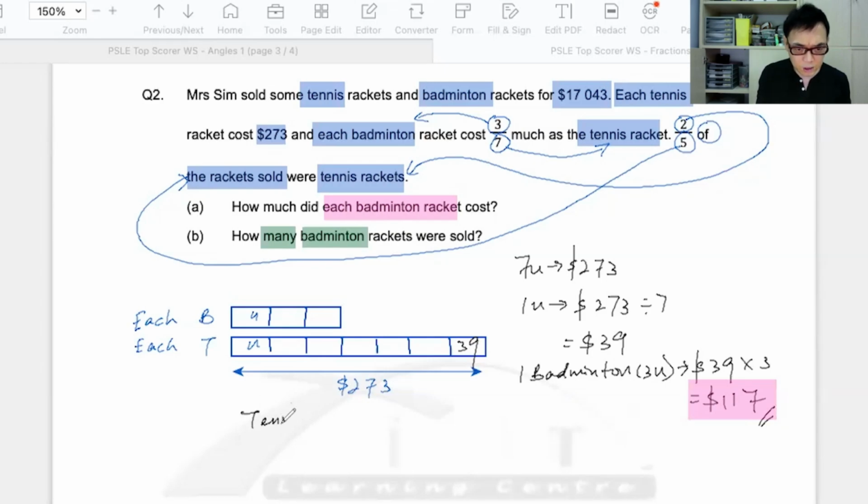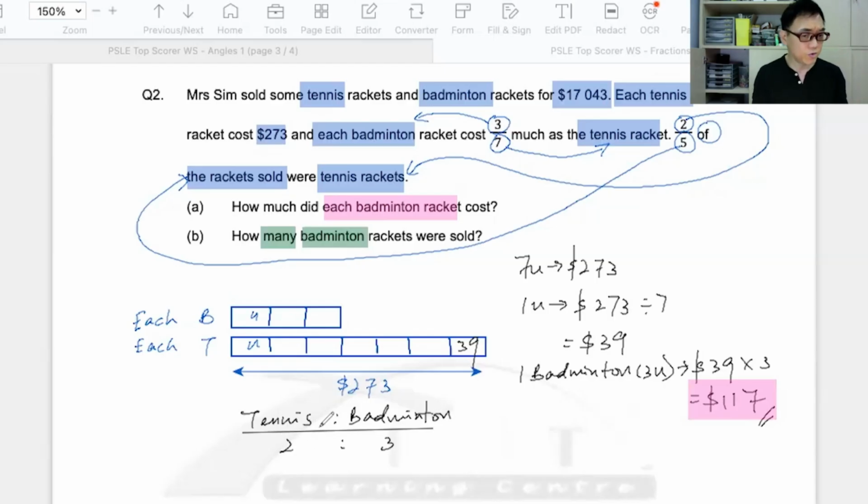So here we got tennis, and we have badminton. And for every 2 tennis rackets, Kayla, how many badminton rackets were sold? For every 2 tennis rackets, how many badminton rackets were sold? The clue is here. 2/5 of the rackets were tennis rackets. So if every 2 is a tennis racket, then how many are not? Correct. Because 3/5, right? So this is not money. This is how many rackets.